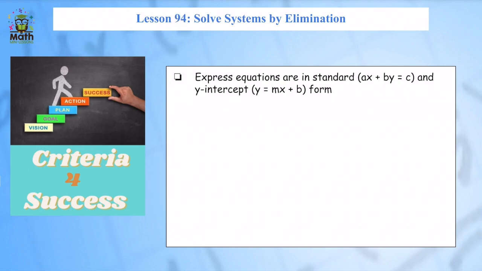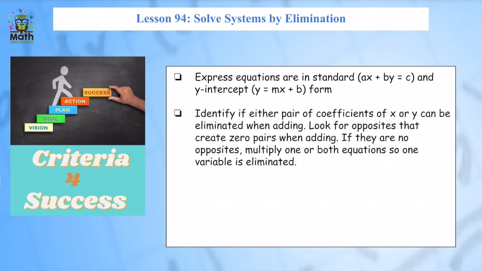One, can we express equations in standard and y-intercept form? Can we fluidly move back and forth? That's going to be really helpful because they both have to be in the same form in order to eliminate x or y.